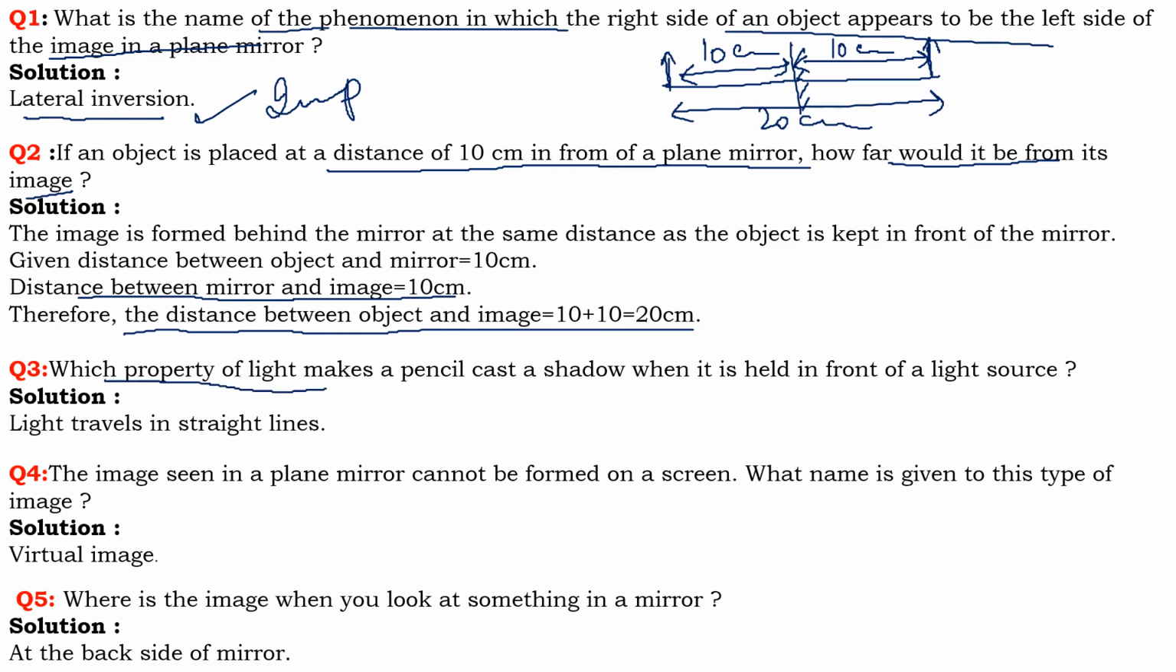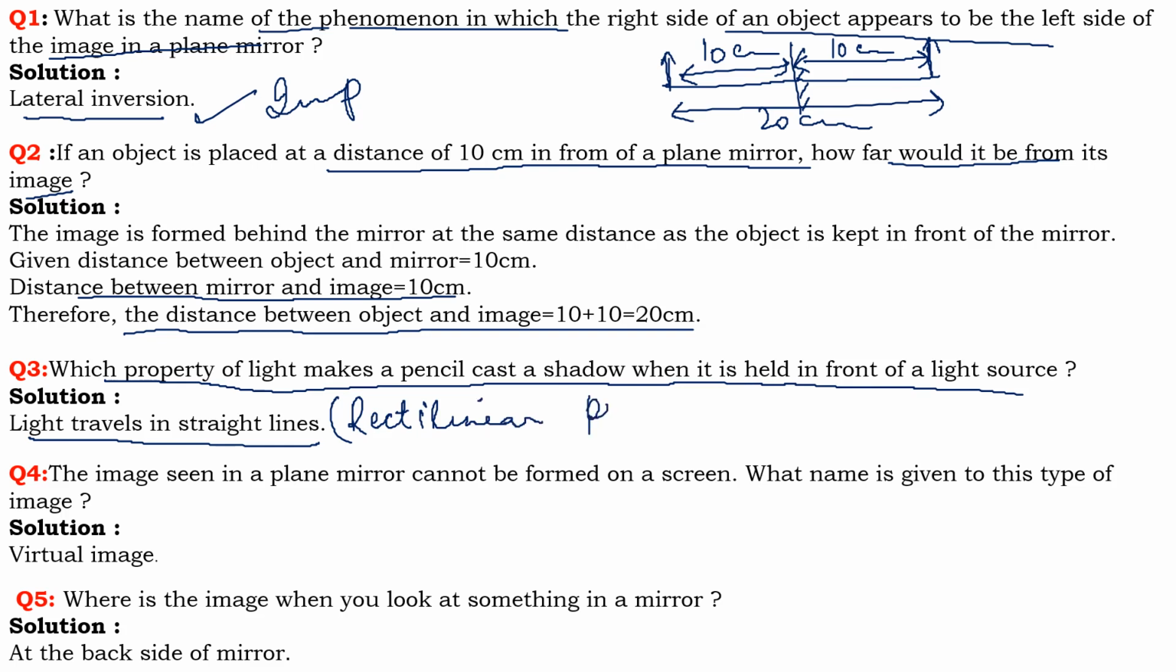Which property of light makes a pencil cast a shadow when it is held in front of a light source? It states that light travels in a straight line. It also has a particular name, that is known as rectilinear propagation of light. This is always repeated because it is very important. Rectilinear only means that it travels in a straight line.